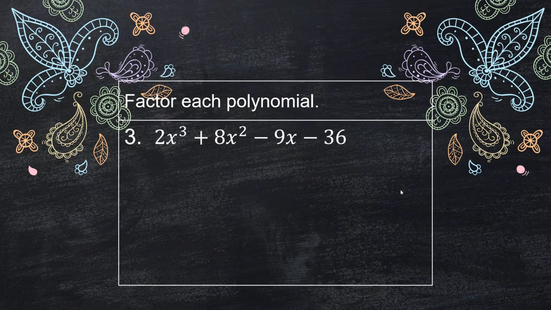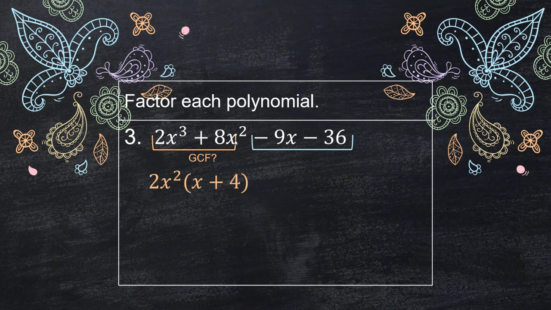Looking at number 3, look at your first two terms. Group those together. Ask yourself, what's their GCF? So when we look at the coefficients, 2 and 8, they're both divisible by 2. First term has x cubed, second term has x squared, so our GCF would be 2x squared. And dividing both of those terms by 2x squared would give us x plus 4.